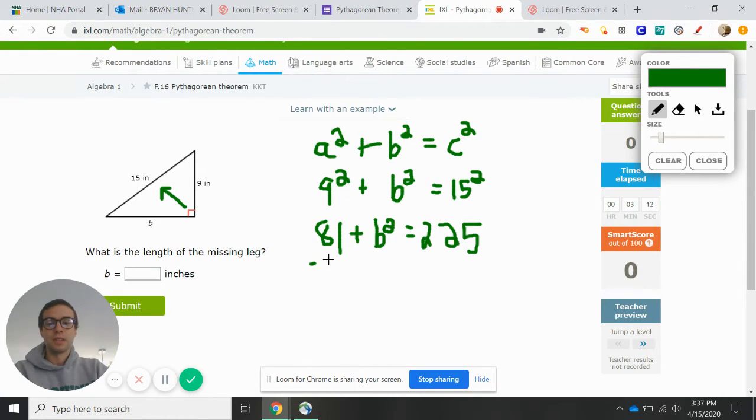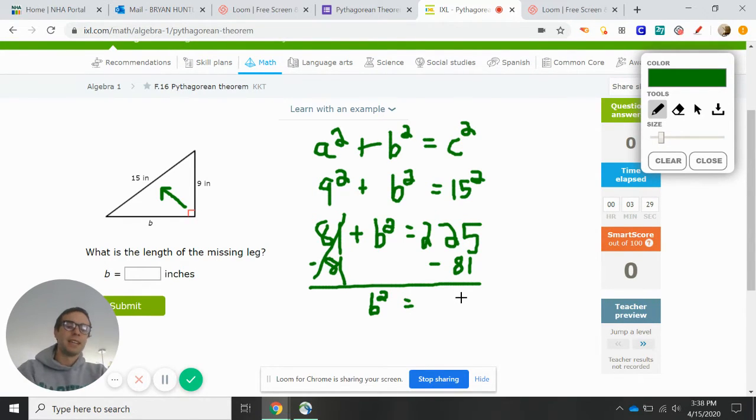Let's get rid of this 81. So we're going to subtract 81 from both sides. Subtract 81 over here. And these cancel out. You get B squared equals, and then 225 minus 81. So you're going to have, this is 4, 4, 1. So 144.